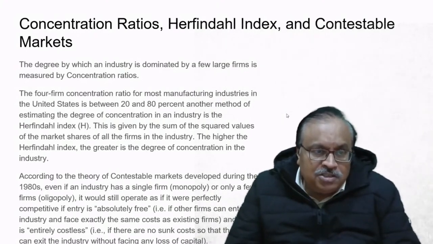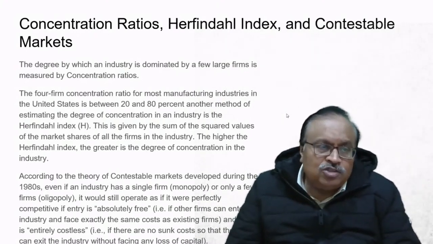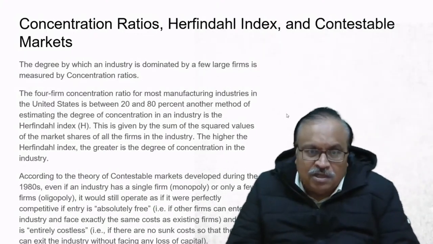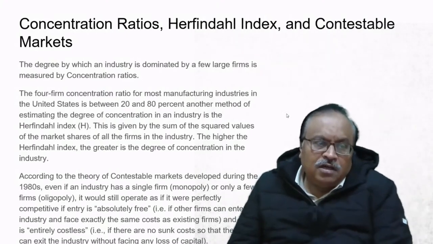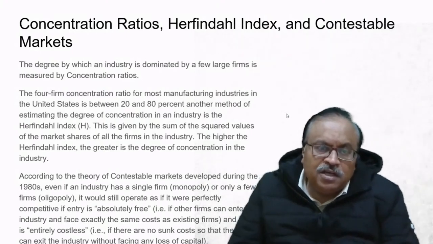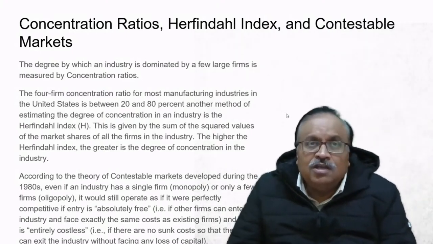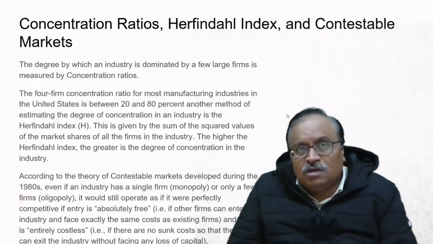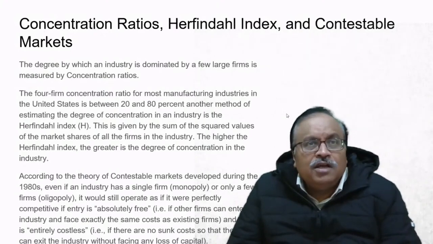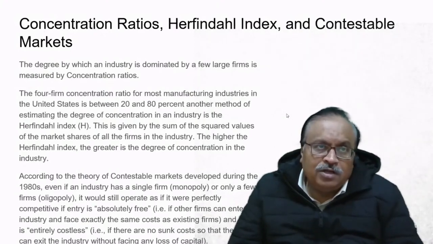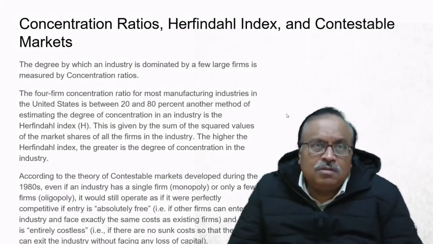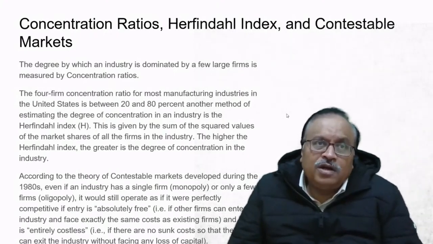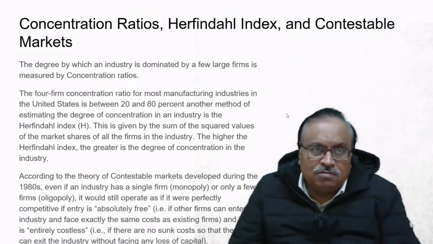So this H is given by the sum of the squared values of the market shares of all the firms in the industry. The higher the Herfindahl index, the greater is the degree of concentration in the industry. Suppose one firm is working, then its share is 100%. So 100 squared, 100 into 100, gets 10,000.